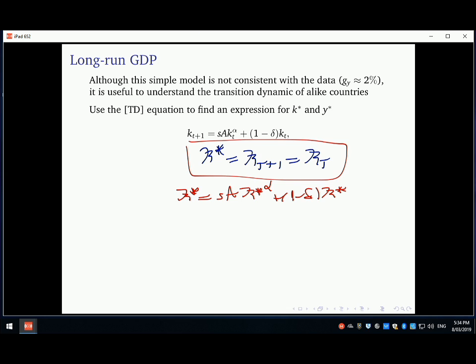A useful thing is to put together the linear terms with the nonlinear terms. What is nonlinear there is the term to the alpha. So we can put together the linear terms. So I'm going to have little k star, and I'm going to bring the 1 minus delta k star to the left. So that would be this. That is equal to little s a little k star to the alpha. I'm just working out this equation a little bit more and brought the term on the right-hand side, the linear one, to the left-hand side, right?